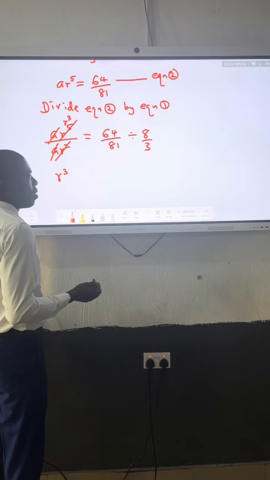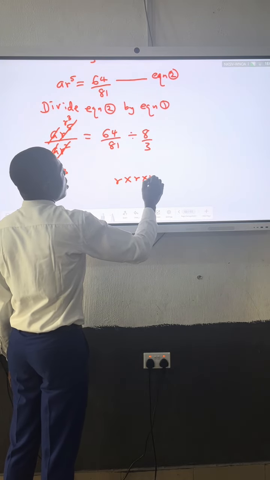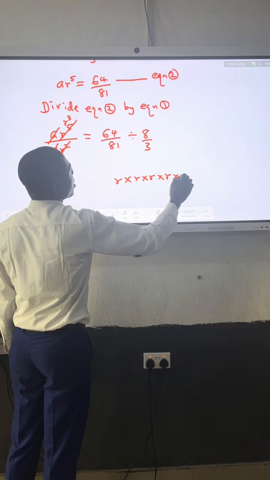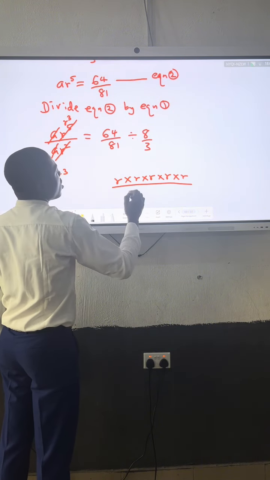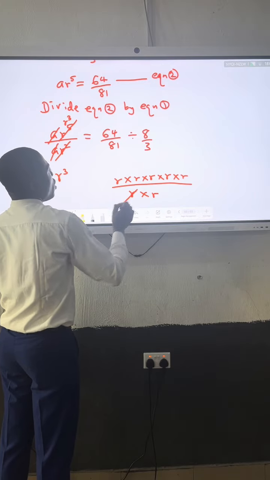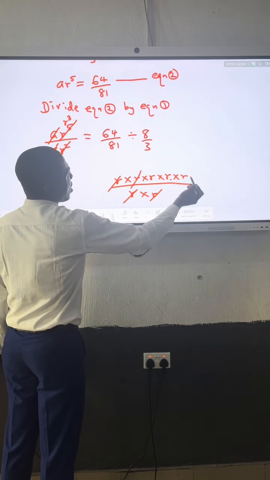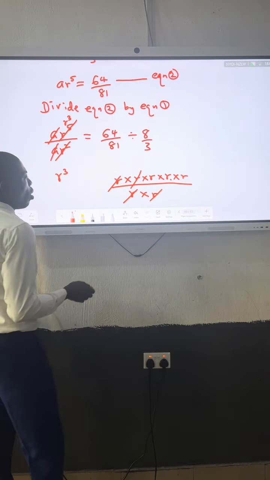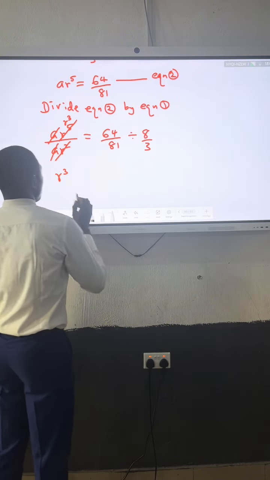If you don't understand it, please expand it. R raised to power 5 means R times R times R times R times R, 1, 2, 3, 4, 5, all over R raised to power 2, which means R times R. So this one cancels one, this one cancels one of them. You'll be left with R times R times R, which will give you R cubed, or R raised to the power of 3. Alright? Okay, so let's return here.